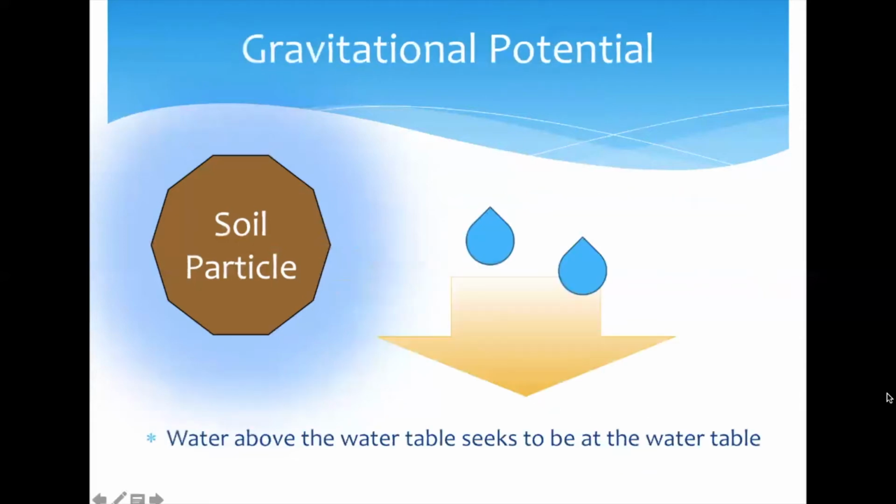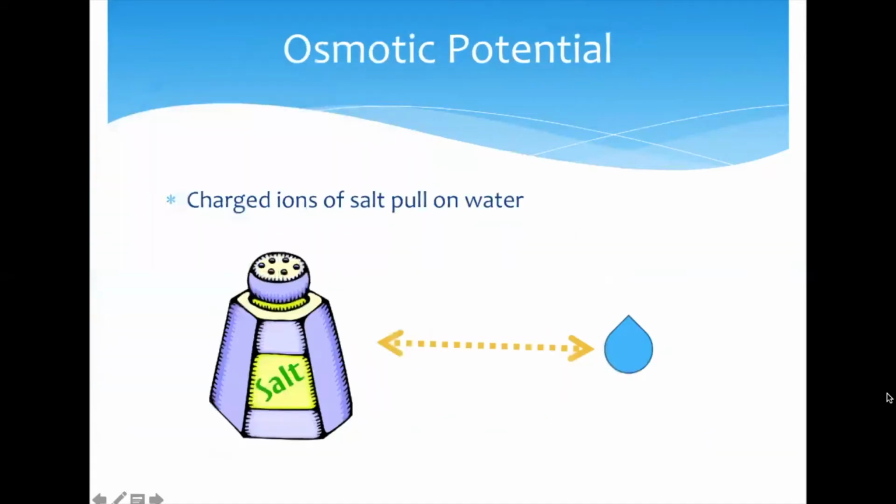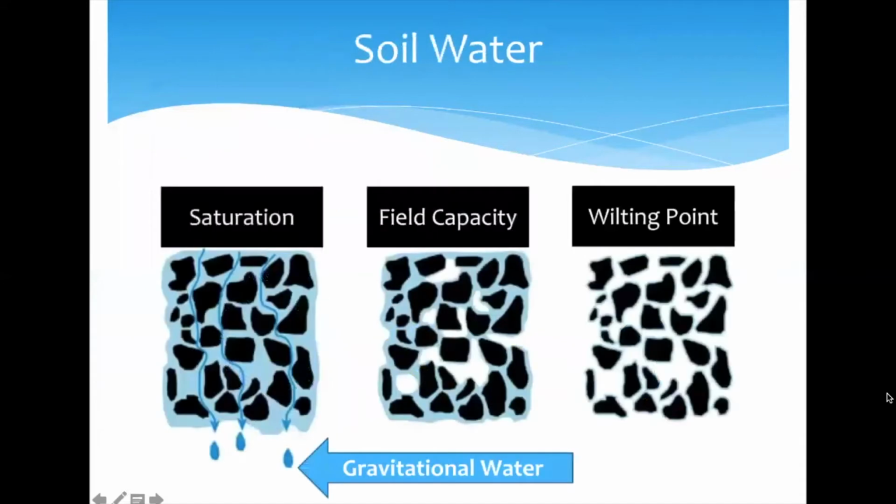Now, the gravitational potential is how much water above the water table seeks to be at the water table. And the osmotic potential is when the water particles are being pulled through soil by charged ions of salt. And these three are very important terms to learn.